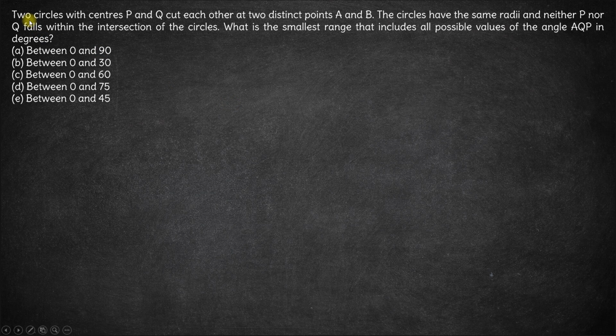Hi, here we have two circles with centers P and Q that cut each other at two distinct points A and B. Okay, so you have two circles, they cut each other at two distinct points A and B. The circles have the same radii. The radius is the same. The center of one circle is P and the center of the other is Q.